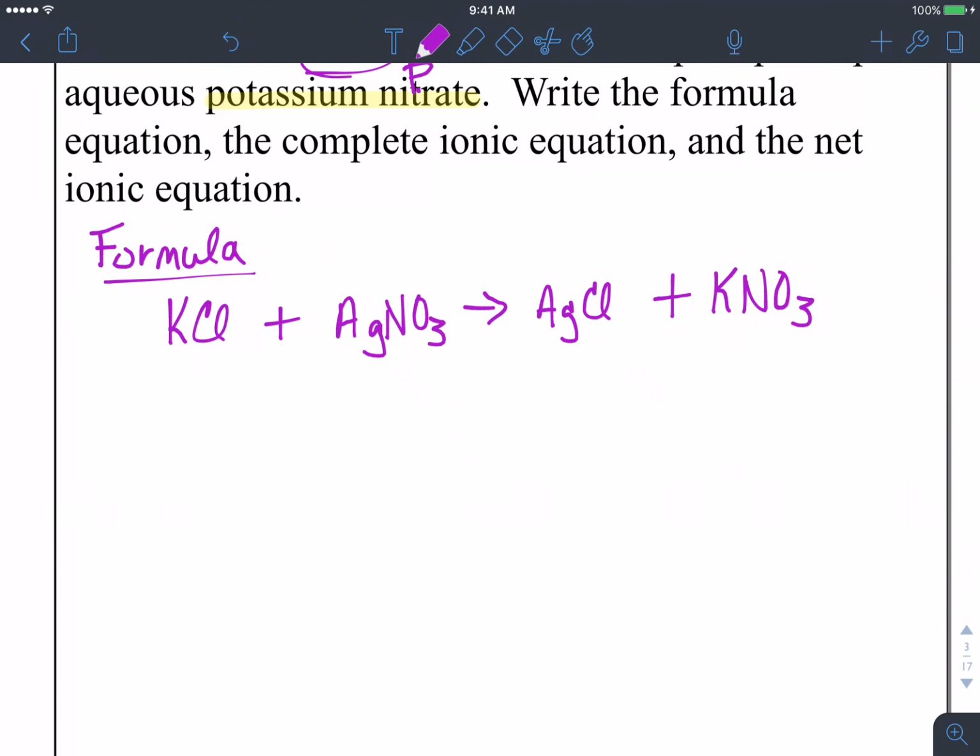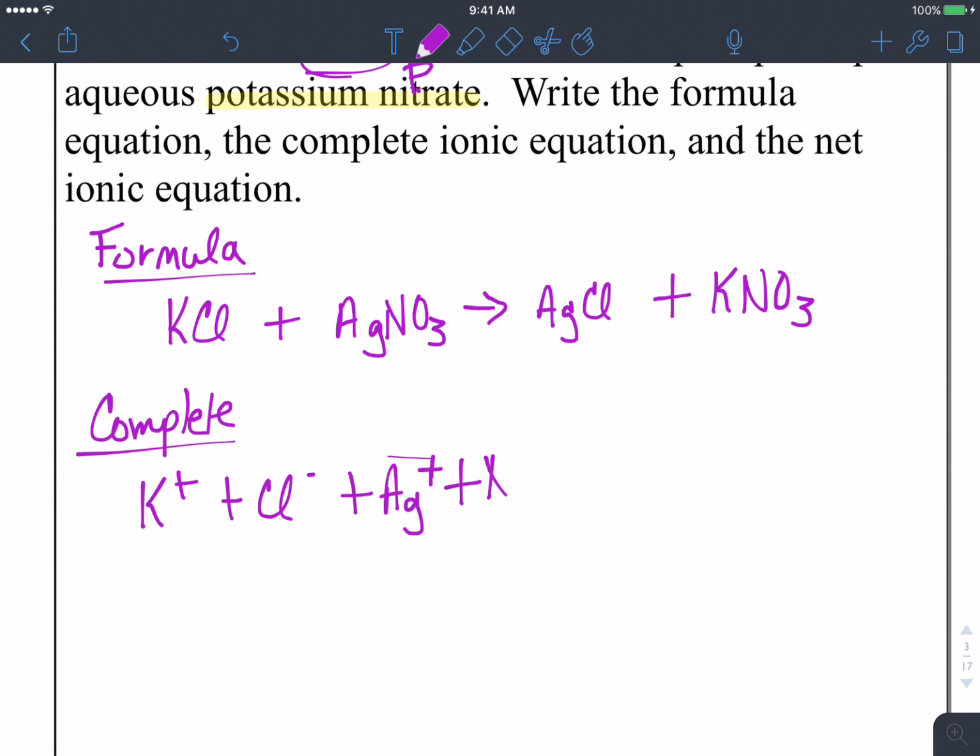So we can move on to our complete ionic equation. Now we would reference our solubility rules. Potassium chloride is soluble because potassium is an alkali metal, which makes it soluble, and chlorine is a halogen, which makes it soluble. Silver nitrate is very soluble because it is a nitrate, and we know that all nitrates are soluble no matter what the circumstances.